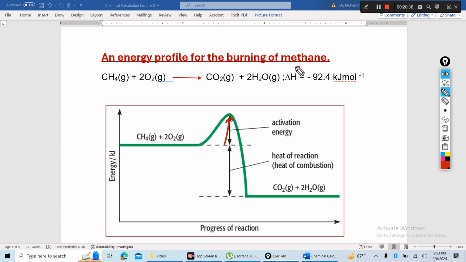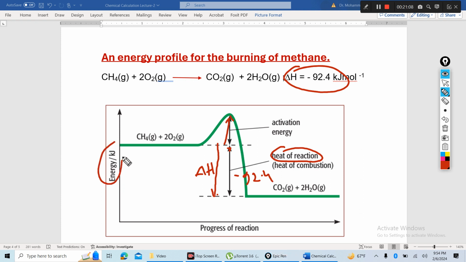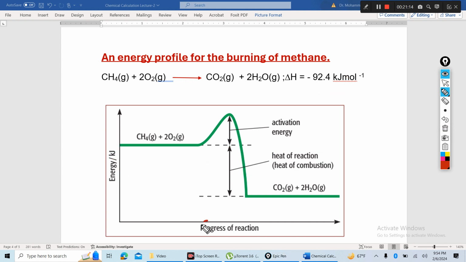Now you see, as the delta H value is negative, this is an exothermic reaction, and the reactant and product distance, this downward arrow, is known as the heat of the reaction. I mean this is the delta H, and its value will be minus 92.4 kilojoule per mole. Y-axis is enthalpy or energy, unit kilojoule, and progress of reaction on the x-axis, or you can write reaction path or course of reaction.